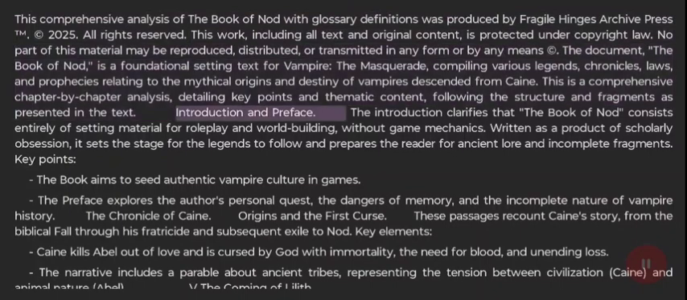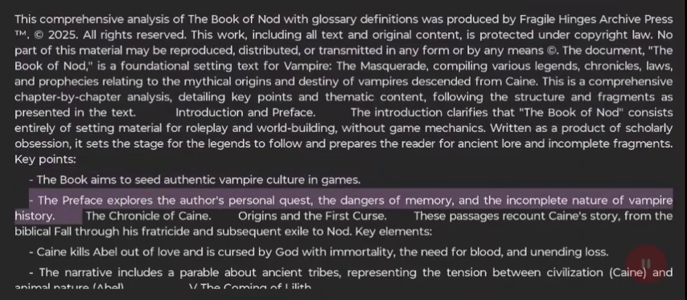Introduction and Preface. The introduction clarifies that the Book of Nod consists entirely of setting material for roleplay and world-building, without game mechanics. Written as a product of scholarly obsession, it sets the stage for the legends to follow and prepares the reader for ancient lore and incomplete fragments. Key points: the book aims to seed authentic vampire culture in games. The preface explores the author's personal quest, the dangers of memory, and the incomplete nature of vampire history.